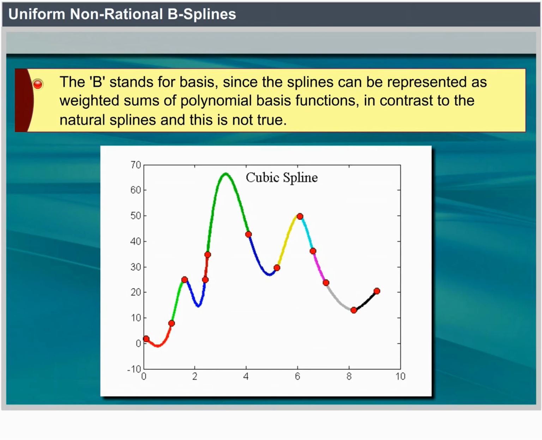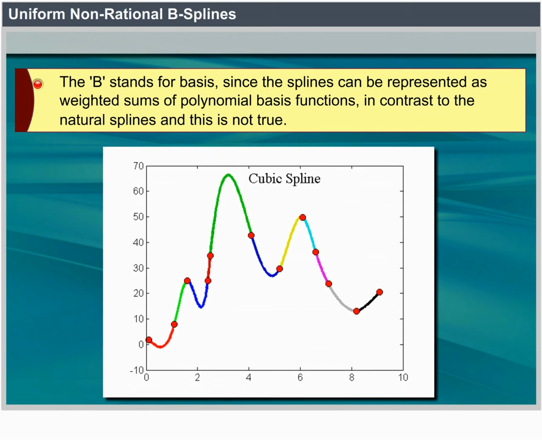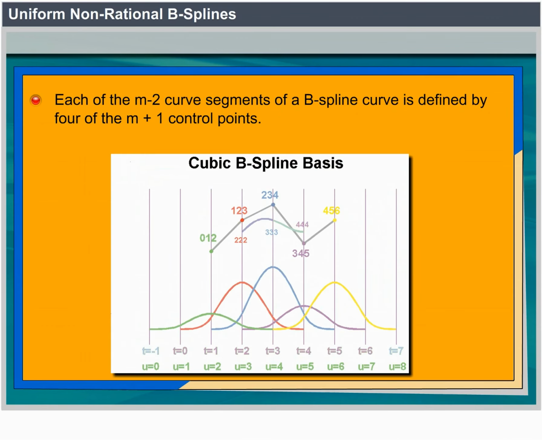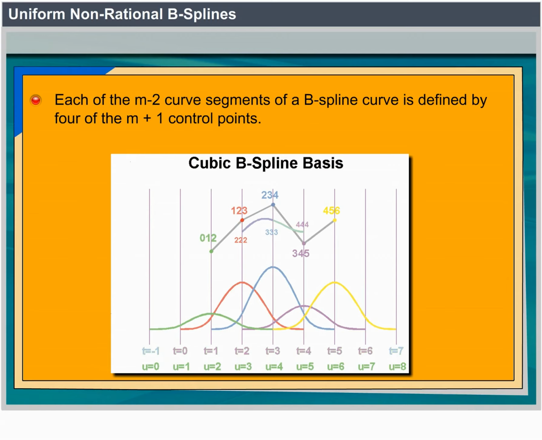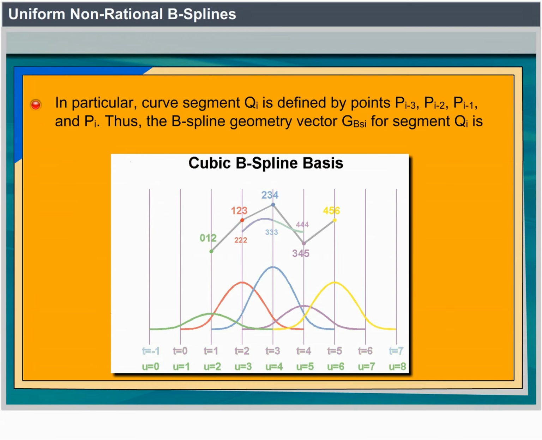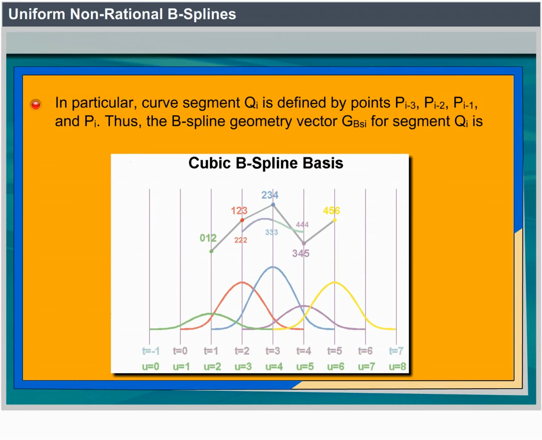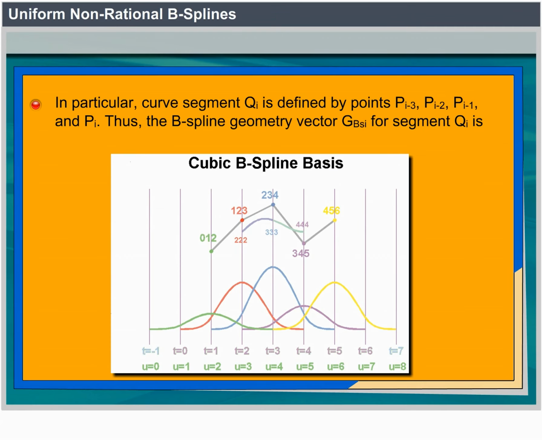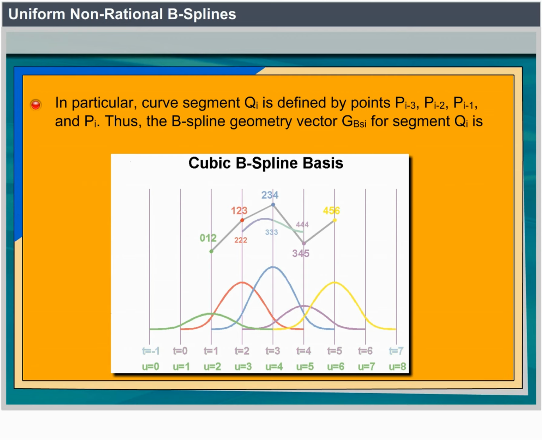Each of the m-2 curve segments of a B-spline curve is defined by 4 of the m+1 control points. In particular, curve segment Qi is defined by points Pi-3, Pi-2, Pi-1, and Pi. Thus, the B-spline geometry vector GBS i for segment Qi is as shown below.